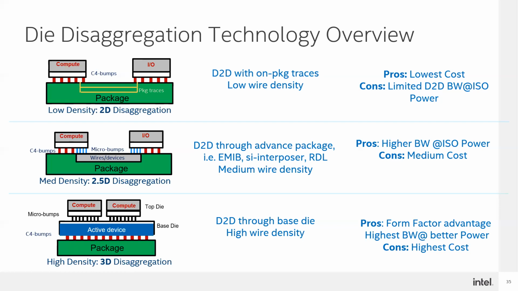But actually, all this can be used as technologies for disaggregation. In terms of wire density, it will increase from 2D to 2.5D and all the way to 3D. And same for the cost, right? I think we have a higher cost on 3D, and then 2.5D will have less cost compared to 3D, and 2D will have the lowest cost. For today's discussion, we'll focus on C4 and organic substrate as an in-package die-to-die solution.